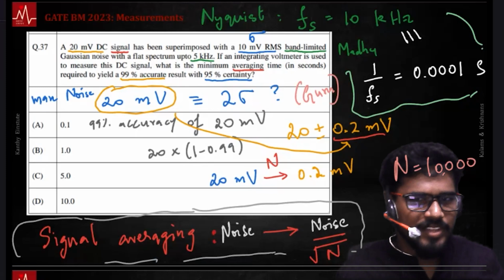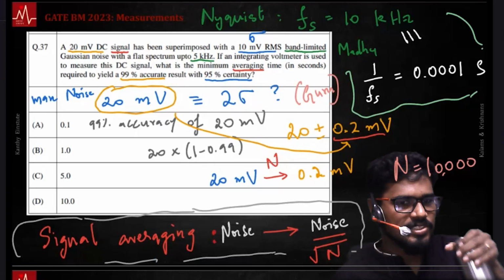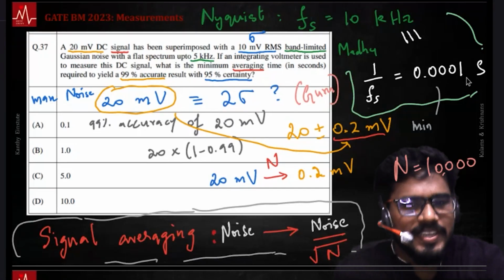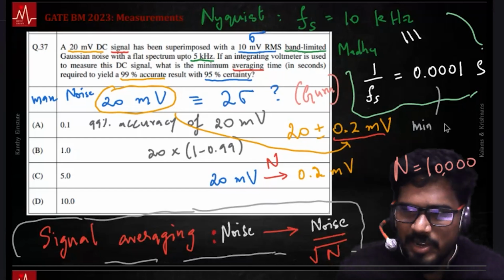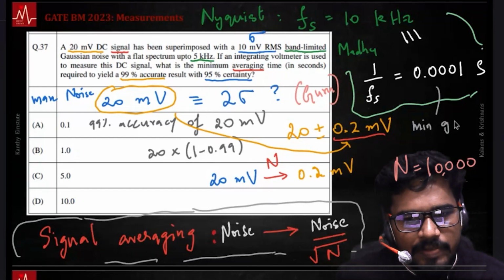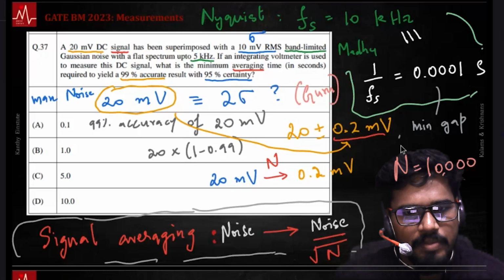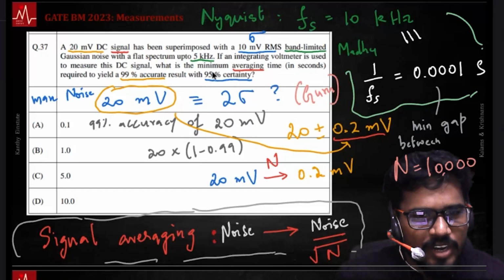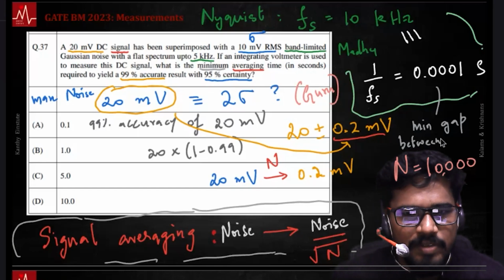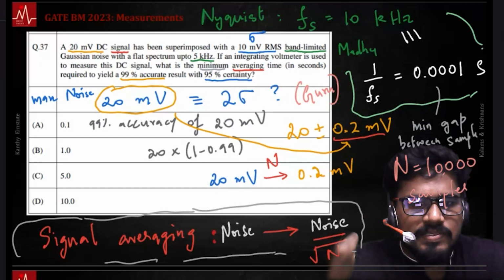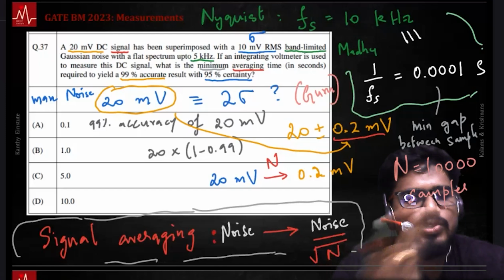At this stage you can complete the answer. The minimum gap between samples is 0.0001 seconds, and you need 10,000 samples. What is the minimum time required? If the gap is longer, your frequency becomes smaller, Nyquist is violated, and you will have other issues. It cannot be longer. This is where the minimum time is coming from. For one sample it takes 10 to the power minus 4 seconds. You need 10,000 samples. What is the answer?